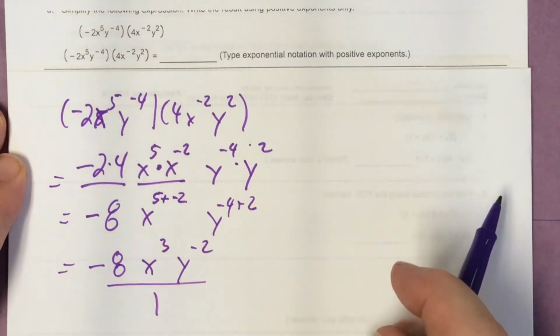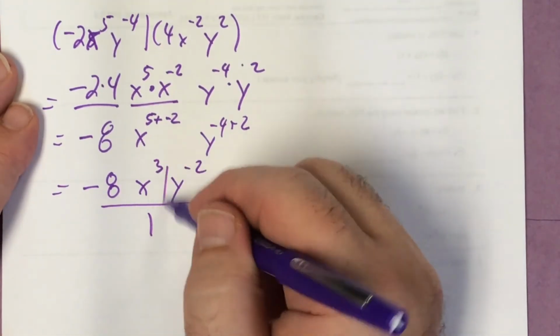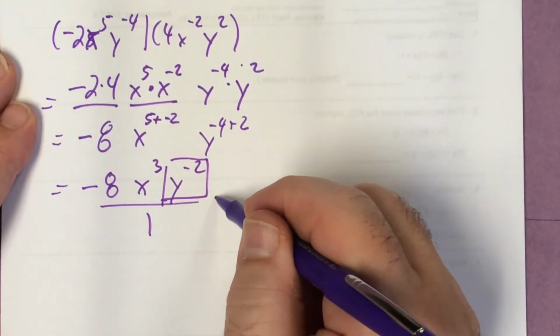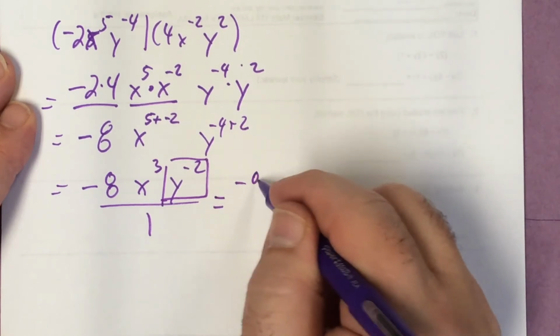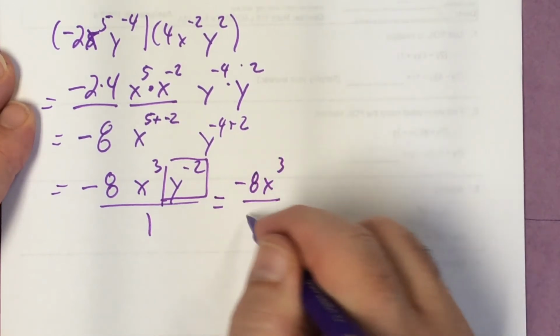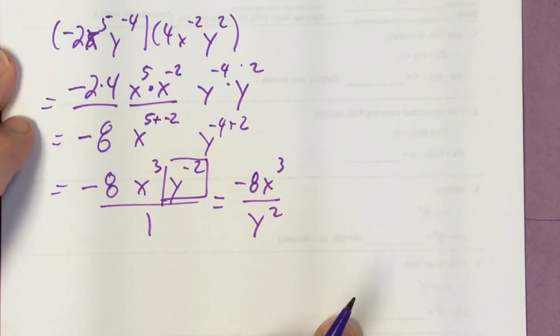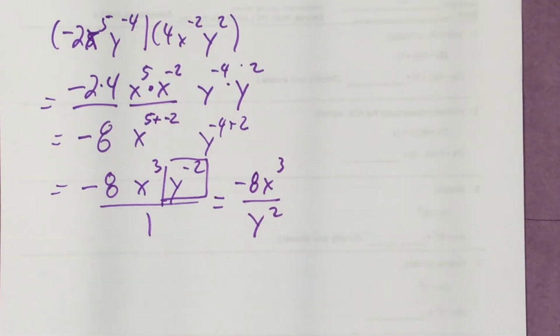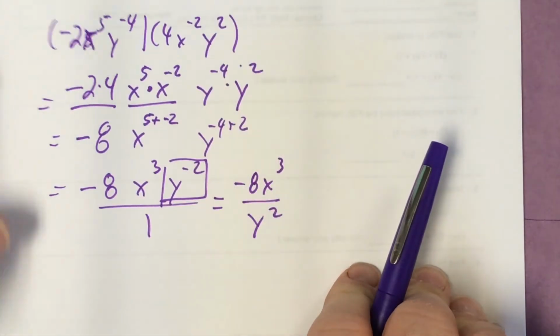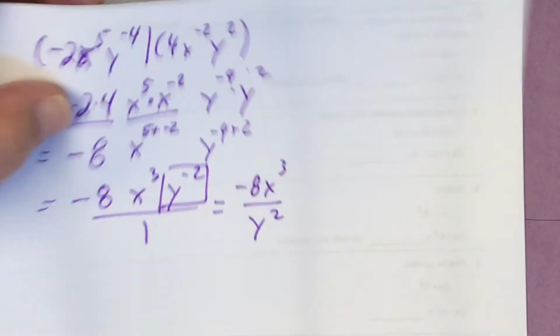So I'm going to put that over 1. I'm going to box my y to the minus 2. And our final result for this should be negative 8 x to the 3rd divided by y squared. And that is one path doing question 8. I think there are other ways to do that question too, but that is one method of solution.